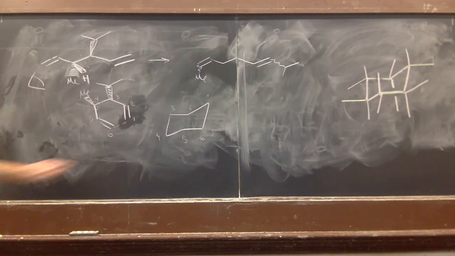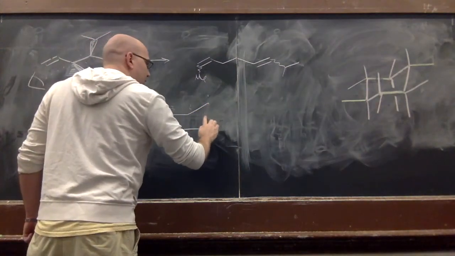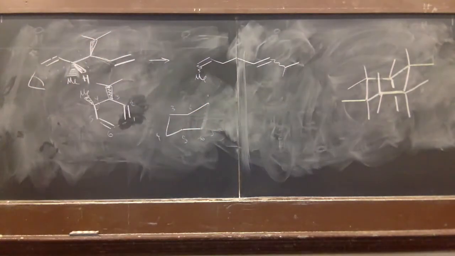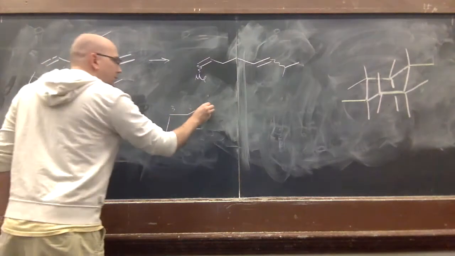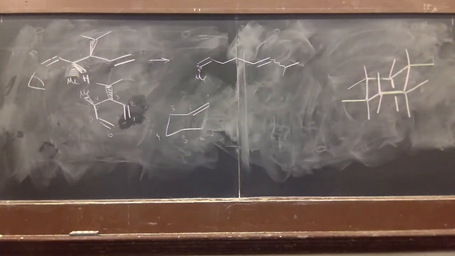So you'll say 1 and 2. Sorry, 1 and 6 is where I'm making the bond. 1 and 2 is an alkene. At the 3 position, I have an isopropyl group. Where's that isopropyl group going? Axial, good.